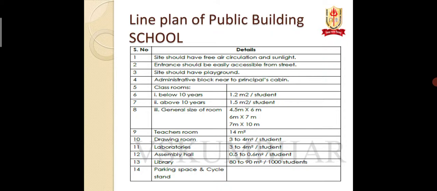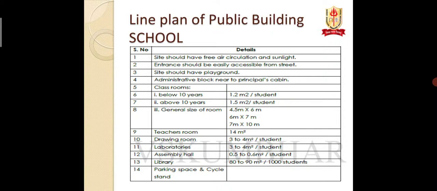Classroom sizes should be 4.5 to 6 meters, 6 to 7 meters, or 7 to 10 meters. The teacher's room should have an area of at least 14 square meters. The drawing room should have 3 to 4 square meters for each student. In the assembly hall, each student needs 0.5 to 0.6 square meters. In the library, 80 to 90 square meters is for 100 students.